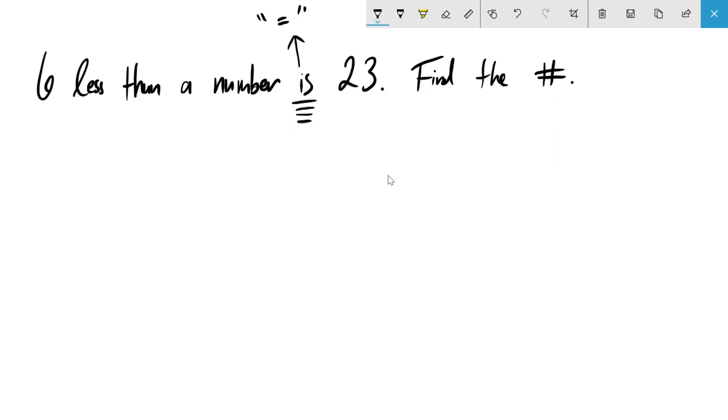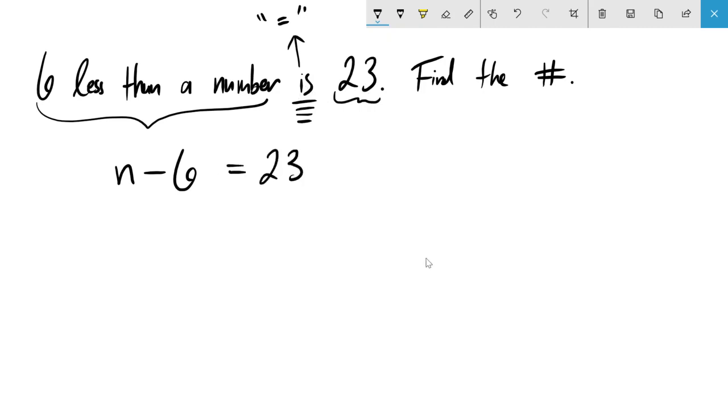So if we were to translate this, you have 6 less than a number. How do you write that? 6 less means you're taking away 6 from... Yeah, so you give it a variable. You get to choose. If you like n for number, go for n. Then what happens? Yeah, it is 23. That's telling you to set it equal to 23. So you translate the sentence into the equation first, then you can use algebra to solve for the solution.